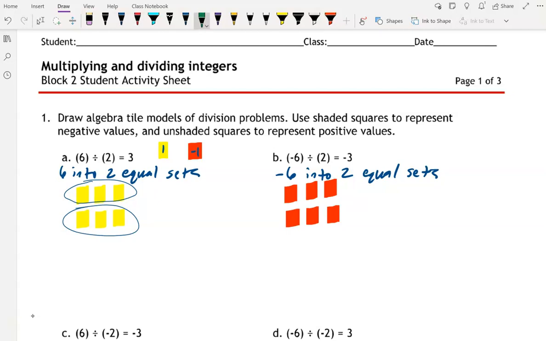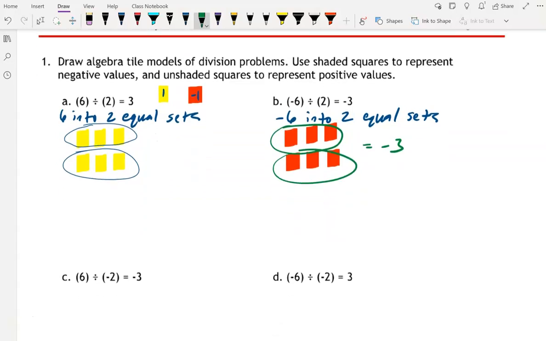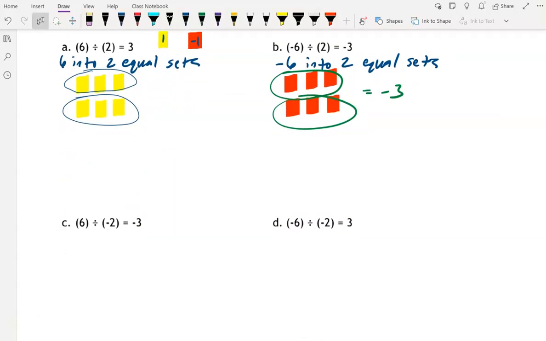And how many are in each group? Well, you can see I have negative 3 in each group because those were 6 negatives, and now they're in 2 equal groups with 3 negatives in each group. Yay! Okay, now this next one is a little trickier. So do your best to wrap your head around this. Now, this is saying 6 divided by negative 2 equals negative 3. So watch carefully.